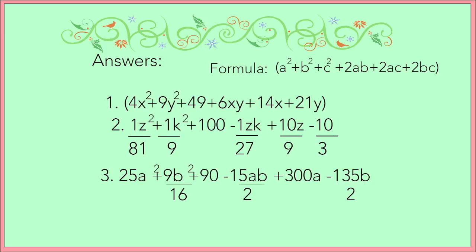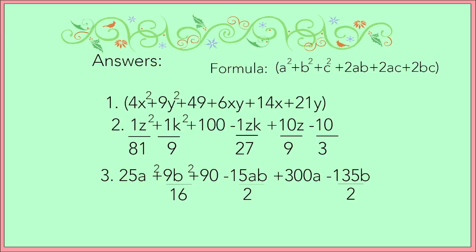Then if you will multiply 1 over 9z times negative 1 over 3k times 2, it will be equal to negative 2 over 27zk. Once you multiply 1 over 9z times 10 times 2 is equal to 20 over 9z. Then if you multiply negative 1 over 3k times 10 times 2 is equal to negative 20 over 3k.